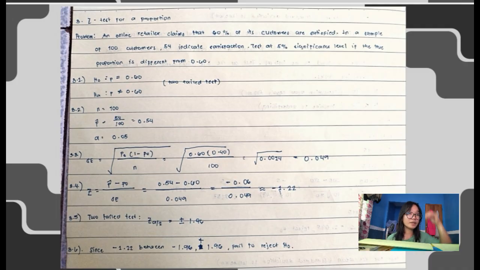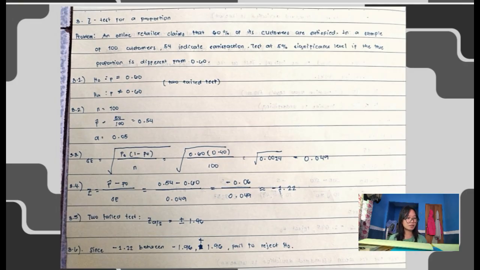So the next step is to compute the standard error. As you can see in the slide, there's a formula, which is SE equals the square root of the hypothesis proportion times 1 minus the hypothesis proportion, divided by n. So you have to substitute the given values into those symbols. As you can see, our standard error is 0.049.